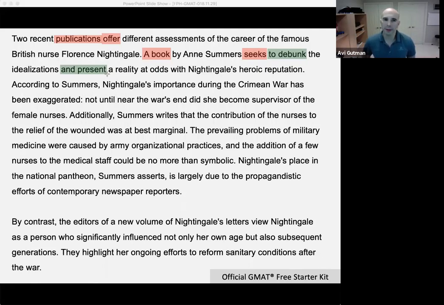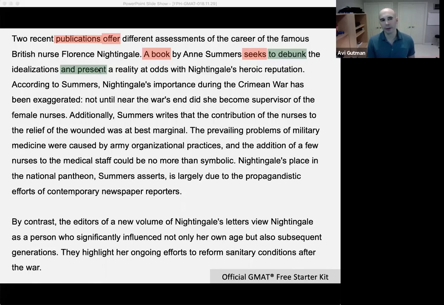There is a way to prove this, and I'm waiting to see if anyone can identify. How can we tell for sure that present goes with debunk and not with seeks? Trishita, well done. You get 10 points for that. If present was a second item in the list that started here with seeks, then it wouldn't say present, it would say presents with an S at the end. A book seeks and presents, not a book seeks and present. A book seeks to present.